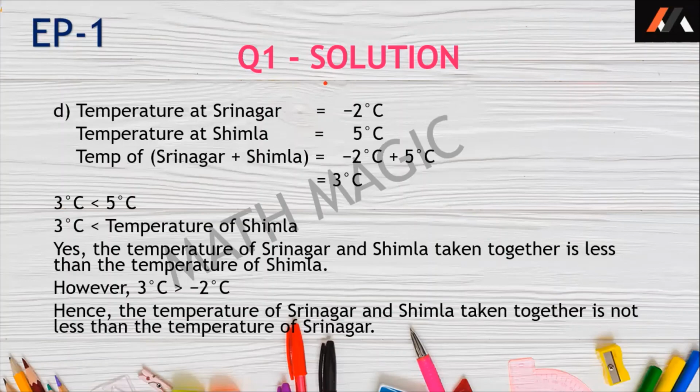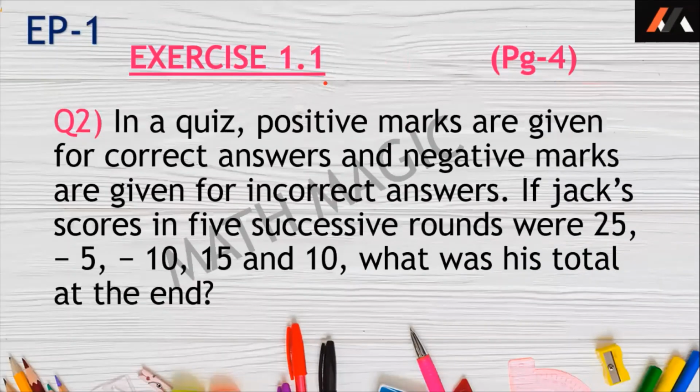Let's move to the next question. Question 2. In a quiz, positive marks are given for correct answers and negative marks are given for incorrect answers. If Jack's scores in 5 successive rounds were 25, minus 5, minus 10, 15 and 10, what was his total at the end? Let's see how to solve this problem.